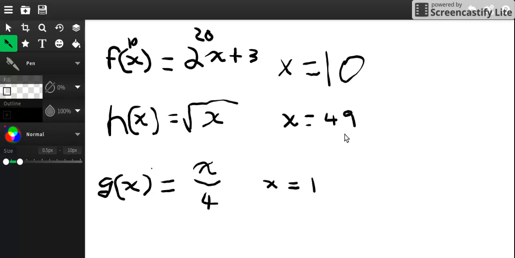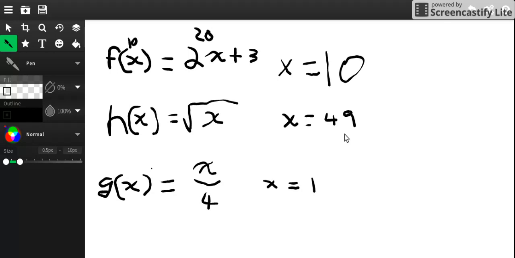So in the function h of x is equal to square root of x, where x is 49, h of x is equal to 7. Let's move on to the last function we're going to be doing today. g of x is equal to x divided by 4, and x is equal to 1. I want you to pause the video again and try to solve it.